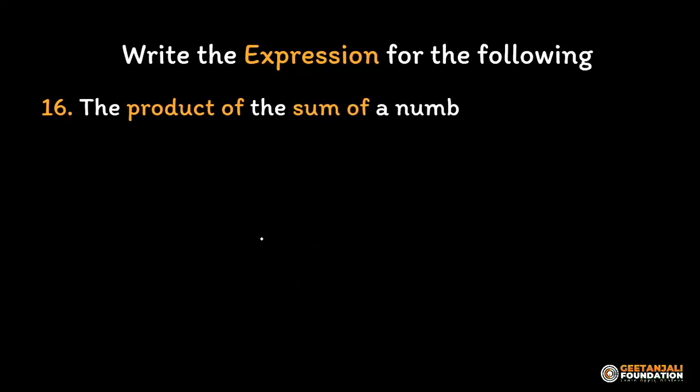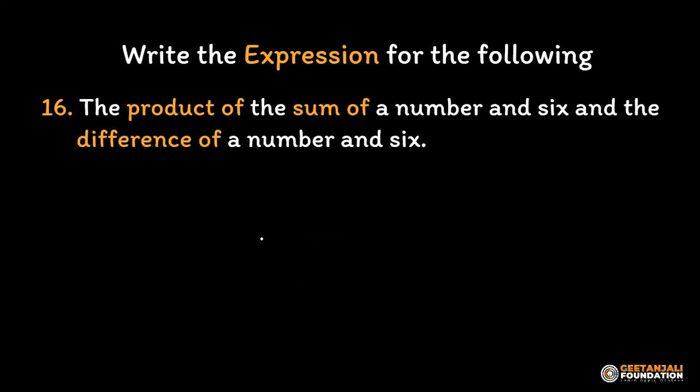Now the product of the sum of a number and 6 and the difference of a number and 6. It's a lengthy question, but you have to be careful about grouping here once again. The product of, so something you have to multiply. But what do you have to multiply? You have to multiply the sum of a number and 6. Let's take the number n. Let the number be n.